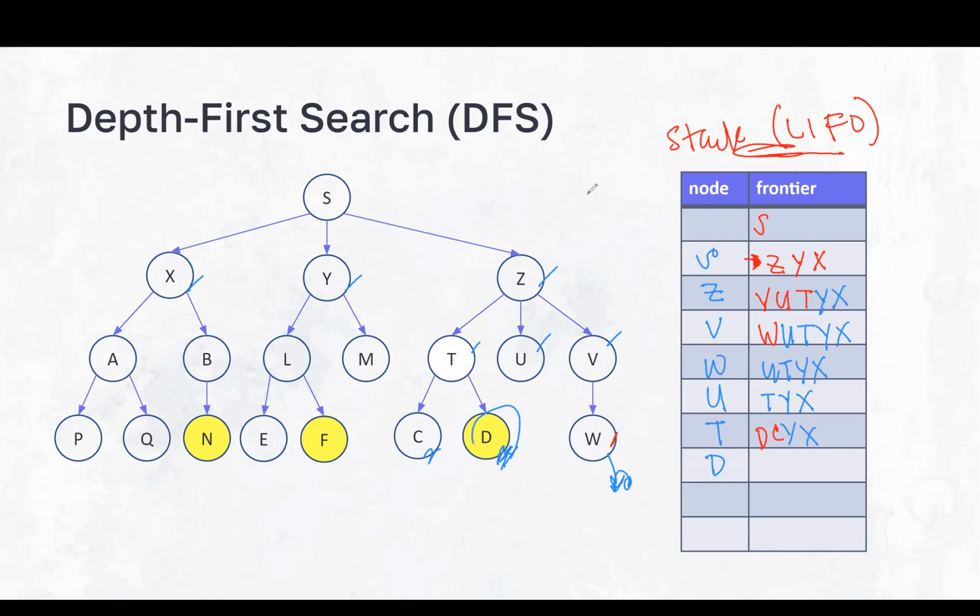And the nodes here is our order of expansion of the nodes. So applying DFS for this example will give you the order of node expansion: S, Z, V, W, U, T, and then D.